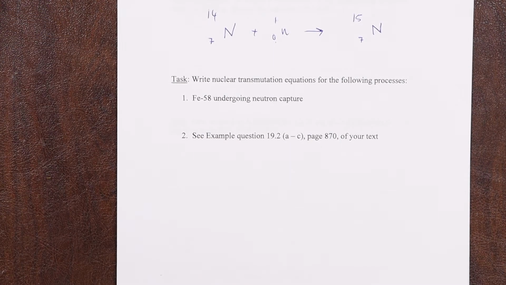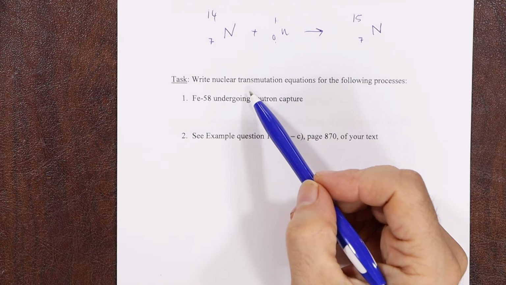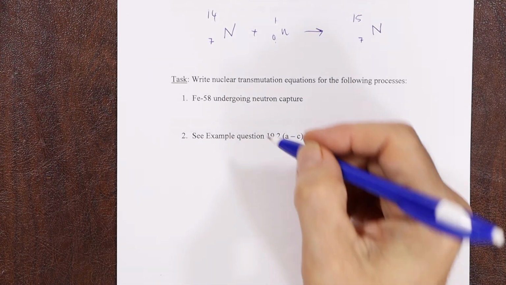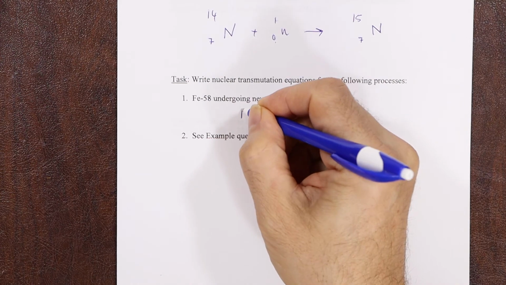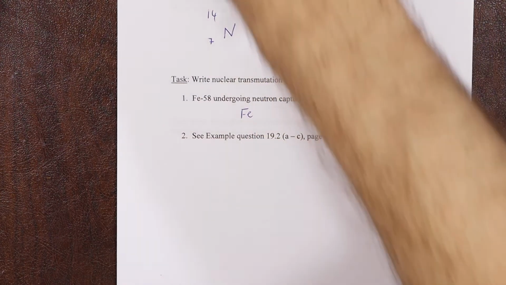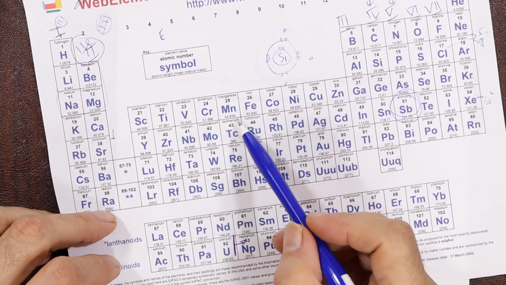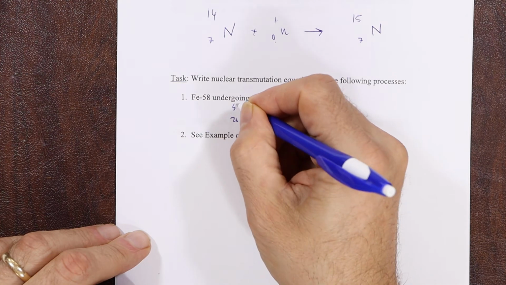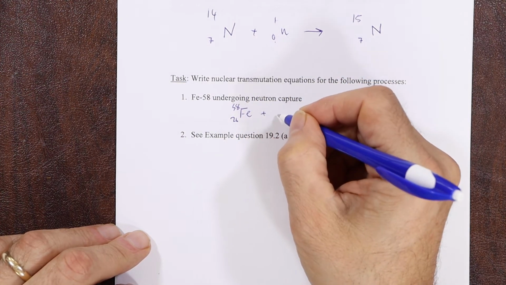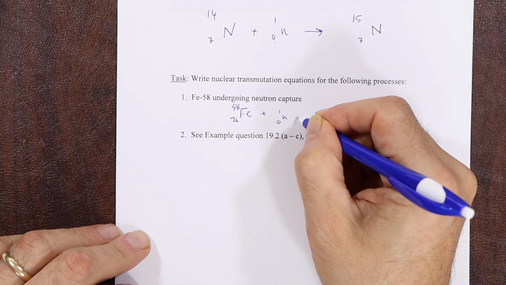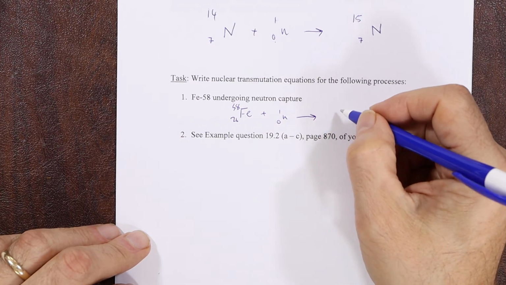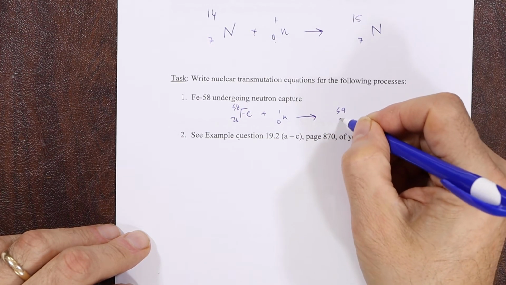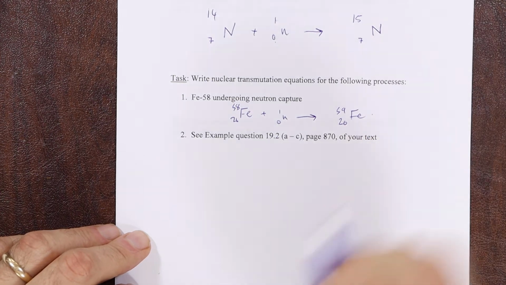Now try this one. Pause if you want. Try this one. Okay, so neutron capture, nice and easy. Iron, have a periodic table. Iron is element number 26. Atomic number 26, atomic mass 58. Neutron capture again. Mass goes up by 1. Same element. There we go.